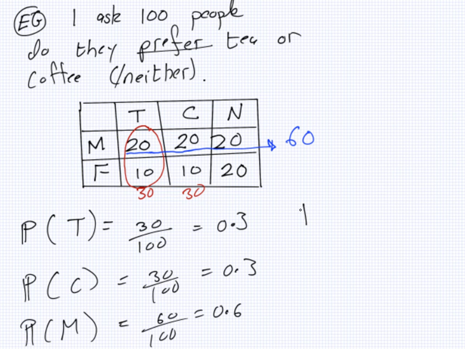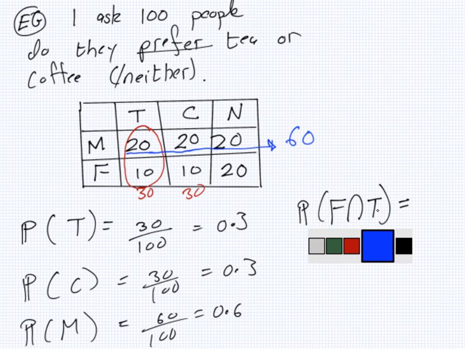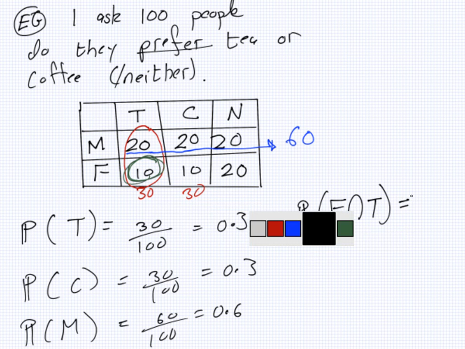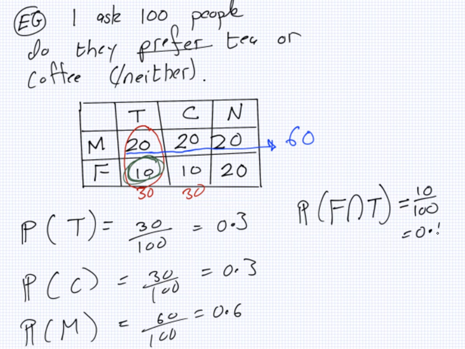What about this? Probability that I get a female this time, and she likes tea. Well, there are 10 women who like tea in this one. 10 over 100, 0.1. Okay, now that we get the idea, let's look at a more difficult one.